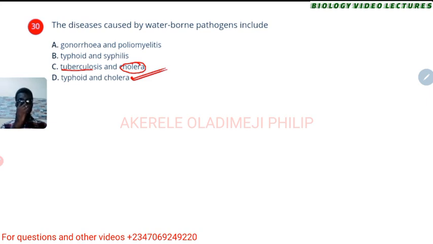Typhoid is caused by Salmonella typhi, while cholera is caused by Vibrio cholerae. Those are the pathogens that cause that. Tuberculosis is caused by Mycobacterium tuberculosis. Syphilis is caused by Treponema pallidum. Gonorrhea is caused by Neisseria gonorrhoeae. And poliomyelitis is caused by a virus. I'm trying to remember the name. Something Zoster, so I'm not so sure about that at the moment, please.